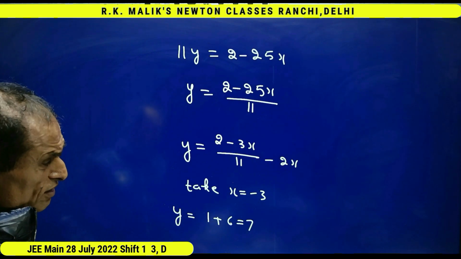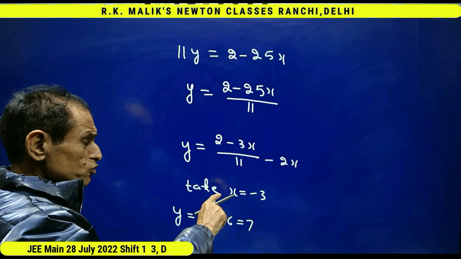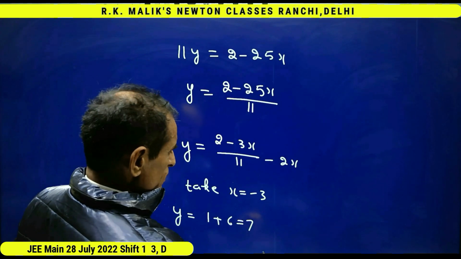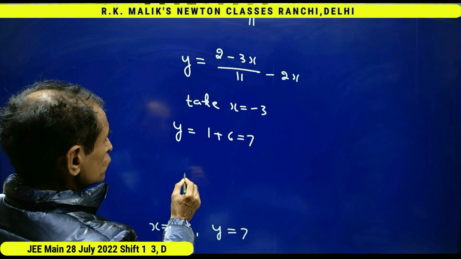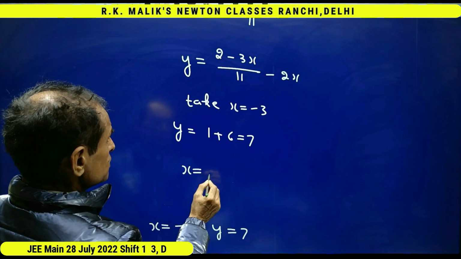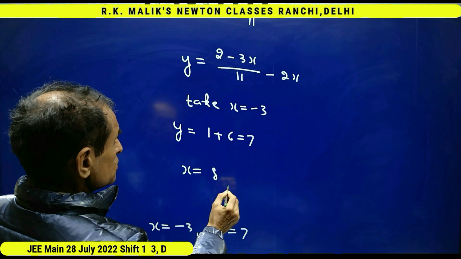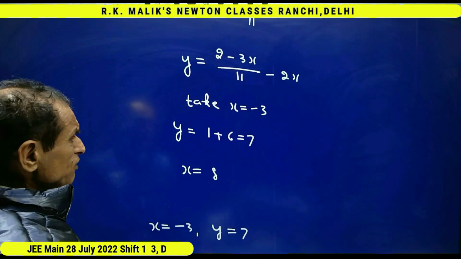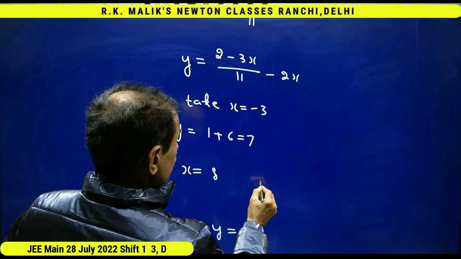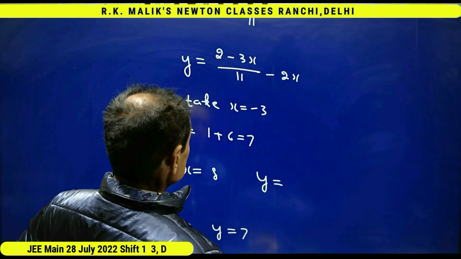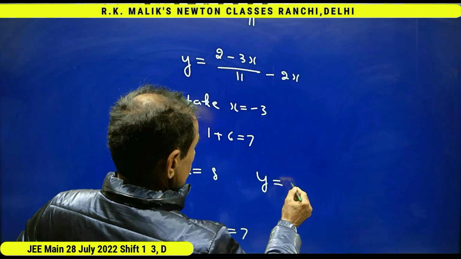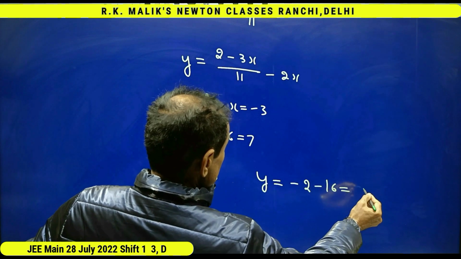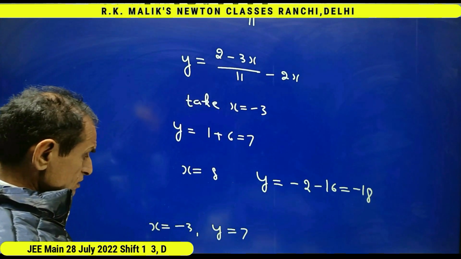It is not necessary that I should take the value of x as minus 3 only. You can see very easily, I could take the value of x as 8, then also this whole will become an integer. And if I take x equal to 8, the value of y I'll be getting will be minus 2 minus 16, that is minus 18.